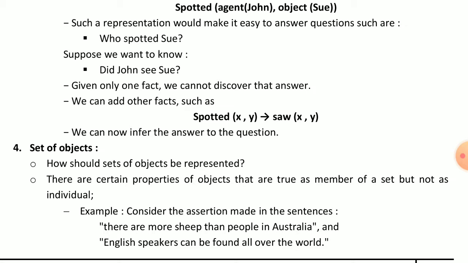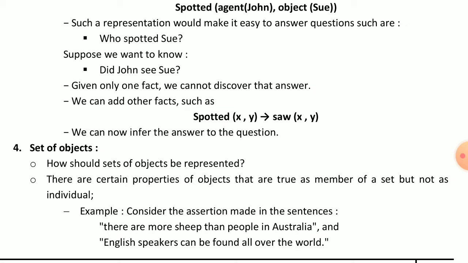First is important attributes. Second is relationship among attributes. Third is choosing granularity. Fourth is set of objects. And fifth is finding right structure. The first, second and third issues were completed in the previous video lecture. Now today I will start the fourth issue, which is named set of objects.